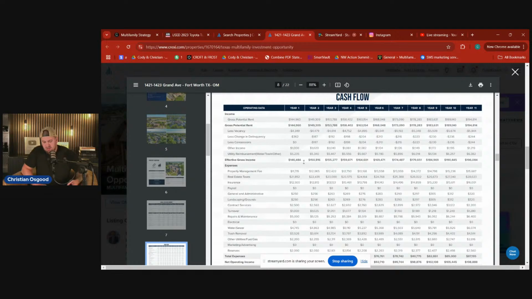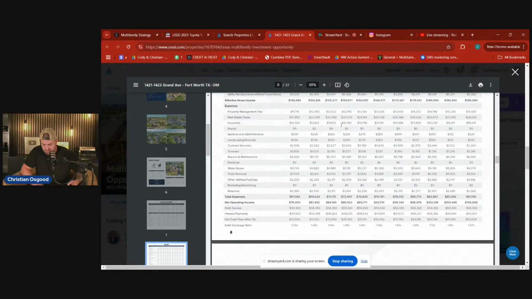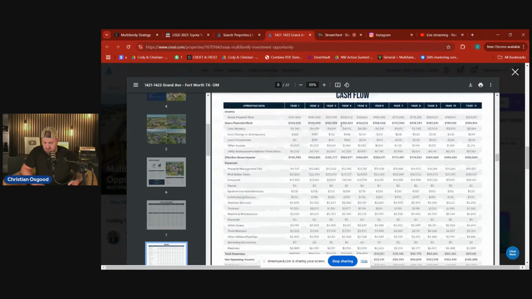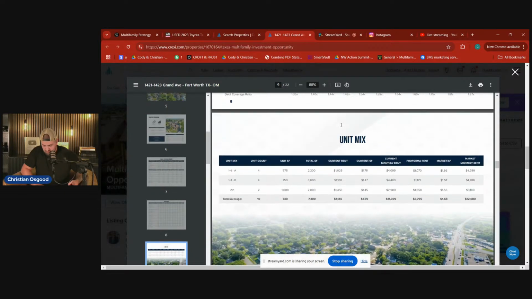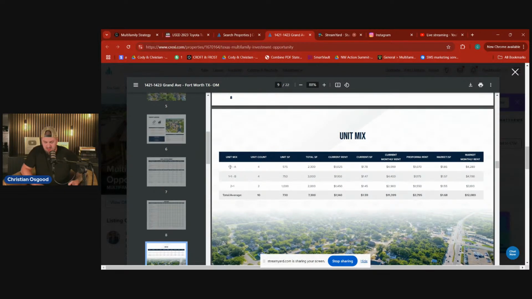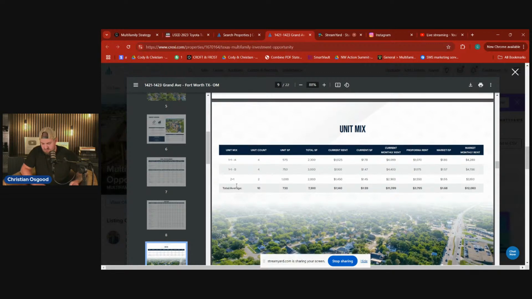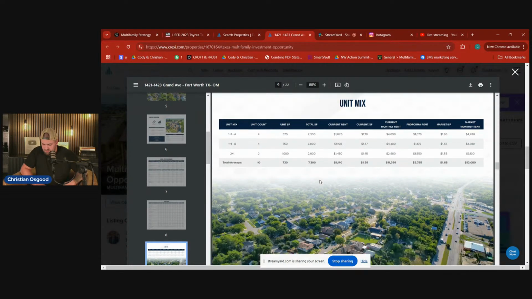Wow, they actually got really detailed here. Now, I think this pro forma gets a little rosy, but they put together a really good story here. I can tell these brokers spent time on this. These are professionals. Unit mix: 1 bed, 1 bath, 1 bed, 1 bath. I guess there's probably 2 different layouts of that. 2 beds. So, okay, 10 units.